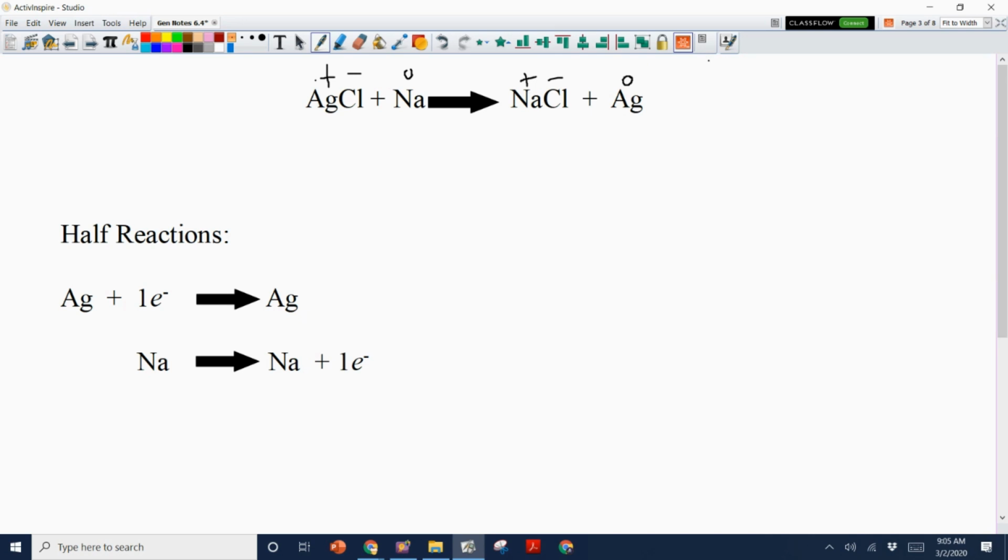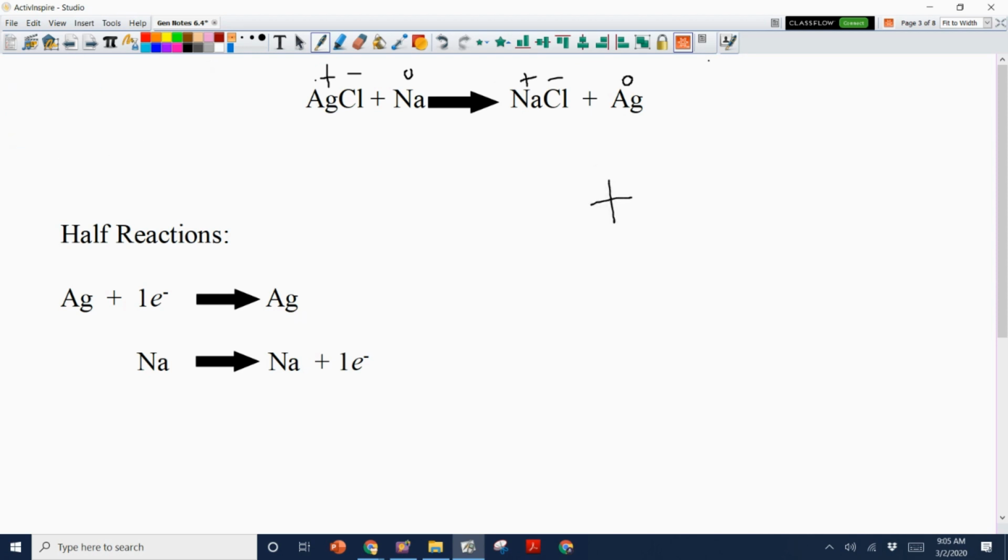So what we're looking for in this oxidation reduction reaction is elements whose charge changes. So we see here silver is a +1 on the reactant side. But if we look over here on the product side, we see that silver is now a 0. So its oxidation number changed from a +1 to a 0.